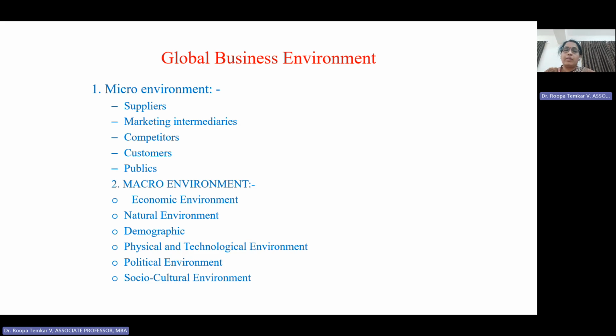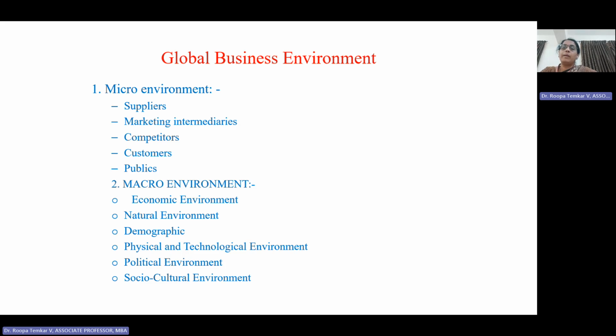That includes microenvironment and macroenvironment. The microenvironment is, again, we know that the suppliers or the employees, workers, laborers, competitors, customers, and the general public, usually we call as stakeholders, they form the microenvironment. And the macroenvironment includes, again, we have discussed the economic environment, natural environment, then demographic, physical, technological, political, social, cultural environment, all these comprise the macro environment. So these two we call as business environment.